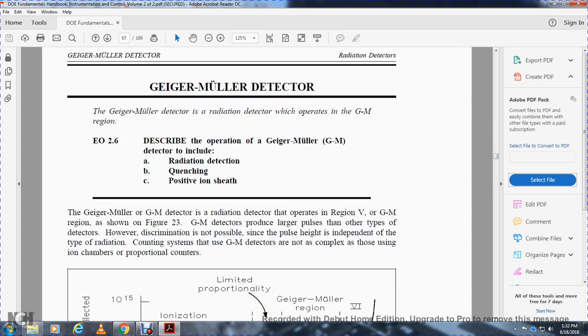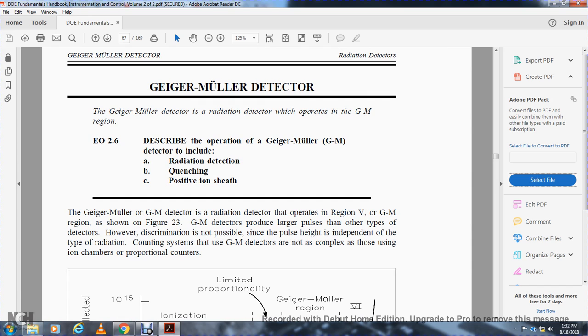All right, Geiger-Muller detector. The Geiger-Muller detector, or GM detector, operates in the Geiger region, shown in figure 23. The Geiger-Muller detector produces a large pulse. Unlike other types of detectors, discrimination is not possible, since the pulse is high and independent of the type of radiation counted by the system.